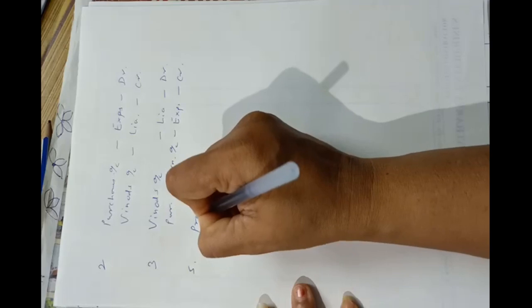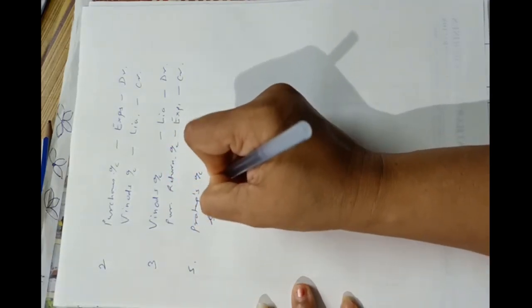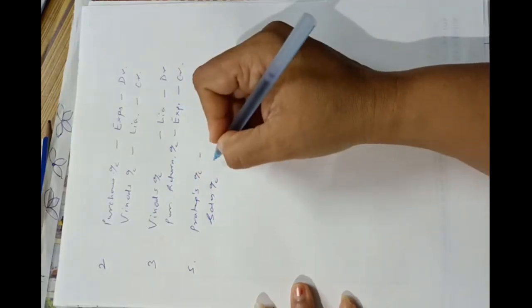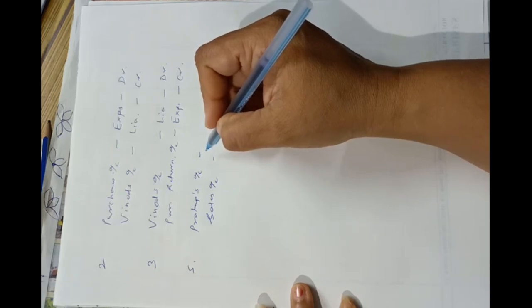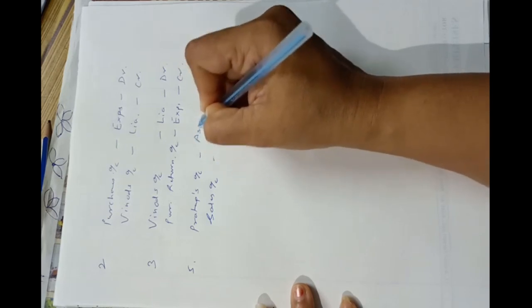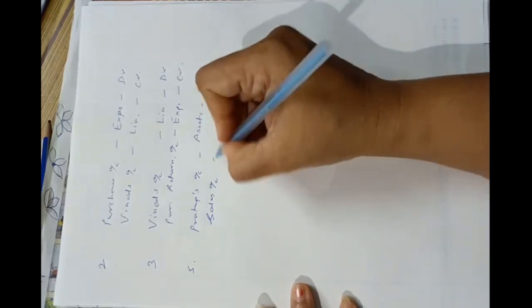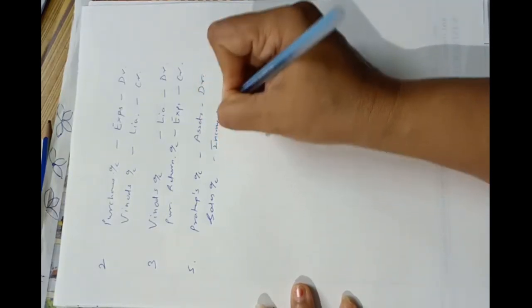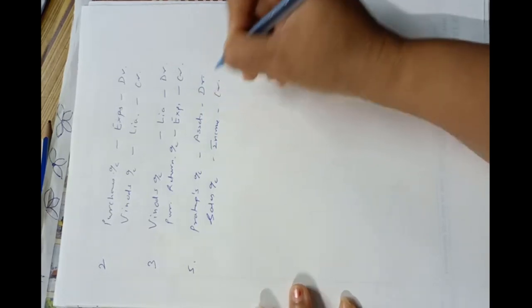So Pratap's account and sales account, these are two accounts involved. As we are selling goods on credit to Pratap, Pratap is our customer, that is our debtor, and it is our asset. Our asset increases, so it should be debited. And sales is our income. Our income also increases, so it should be credited.